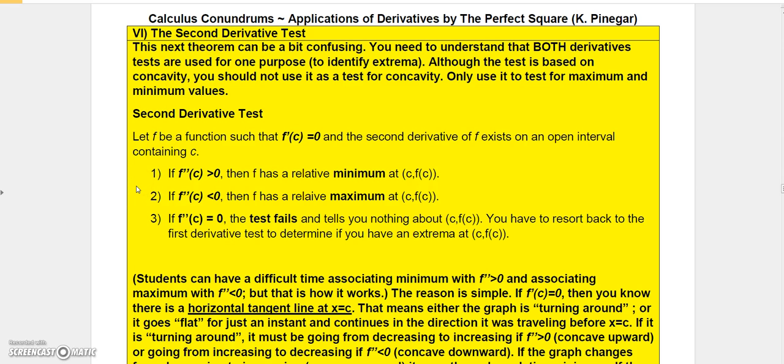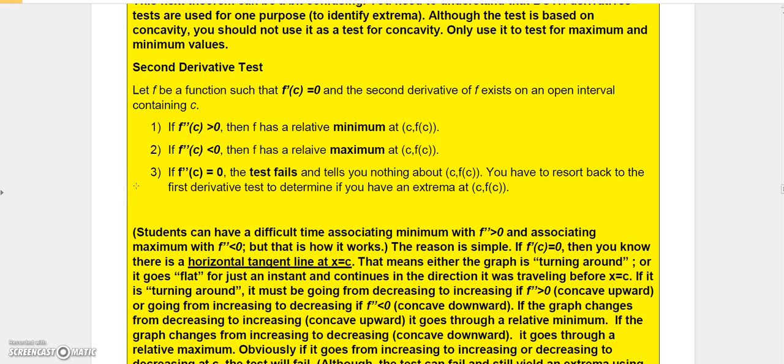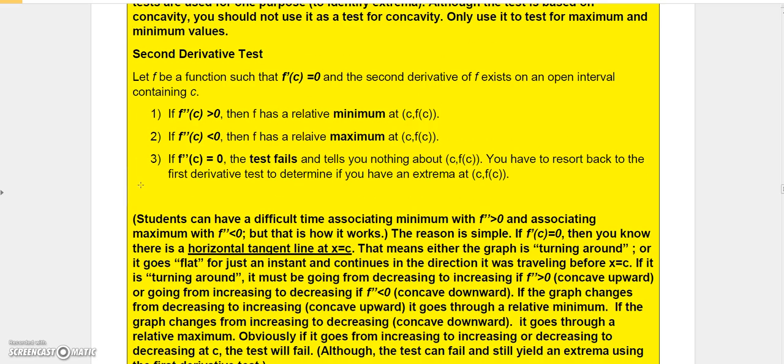Now, to apply the second derivative test, you need to have the function, you need to have the first derivative, and you need to have the second derivative. So all three play a role here. What do you need the function for? Well, you need the function to determine what the actual extrema are, what the y values are. What do you need the first derivative for? Well, you need the first derivative so that you can set it equal to 0 and find your critical numbers. And then what do you need the second derivative for? Well, you need it to apply the test.